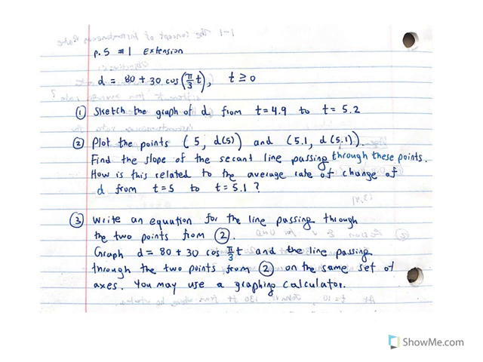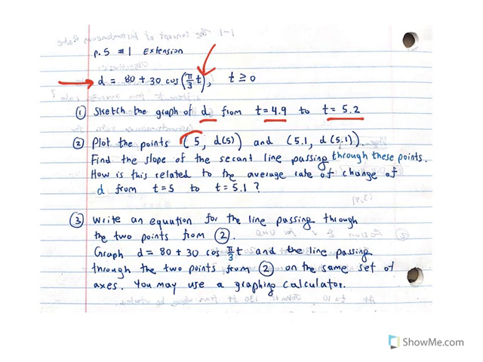So we have this problem about the pendulum, where d represents the distance the pendulum is from one wall of the room, measured in centimeters, since it was set in motion, represented by t, and t is measured in seconds. So sketch the graph of d from t is equal to 4.9 to t is equal to 5.2.